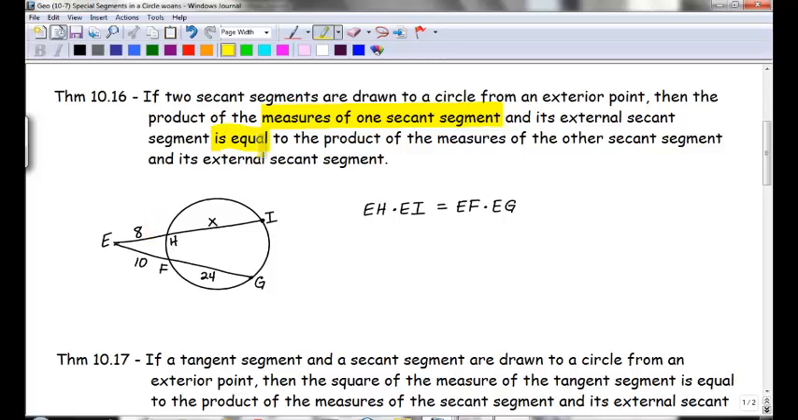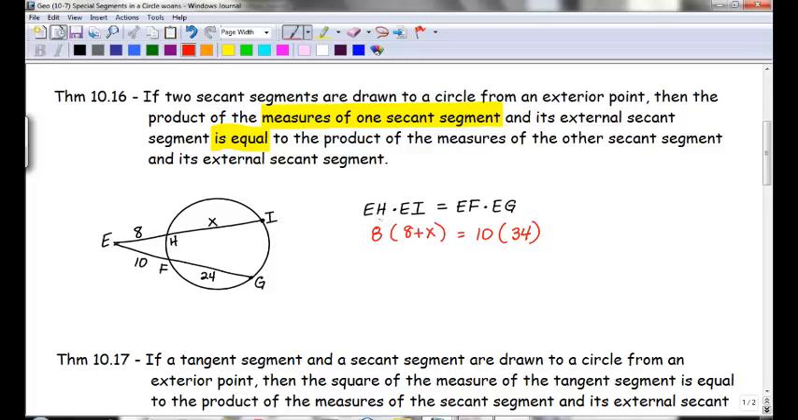Times the EH. And it's equal to the product of the other one, so that's the whole thing, EG, times that external secant part. So on this, EH would be 8. EI would be 8 plus X. EF is 10, and EG is the whole thing, 34. Right, it's that whole thing, so you have to add this whole thing.